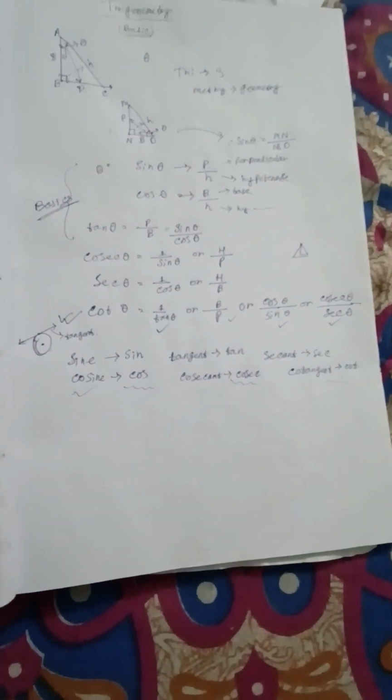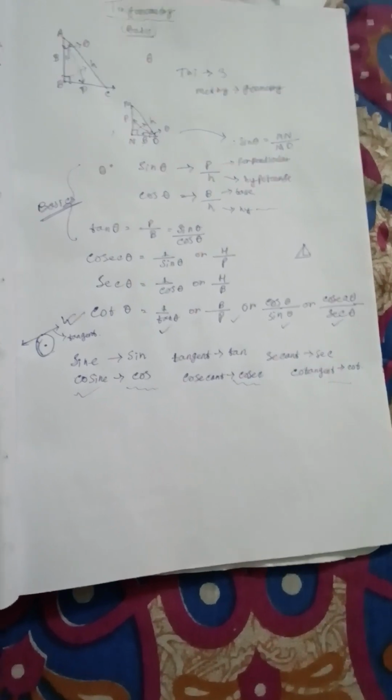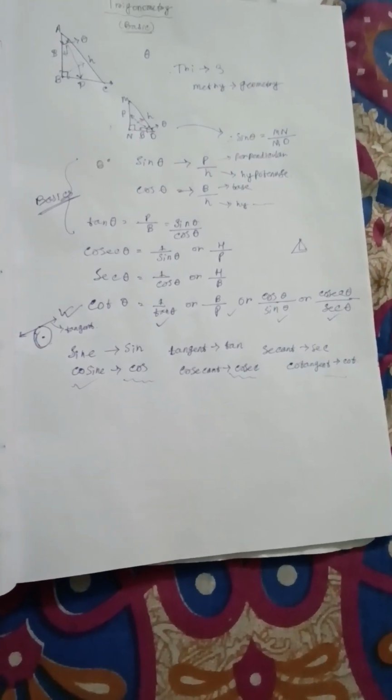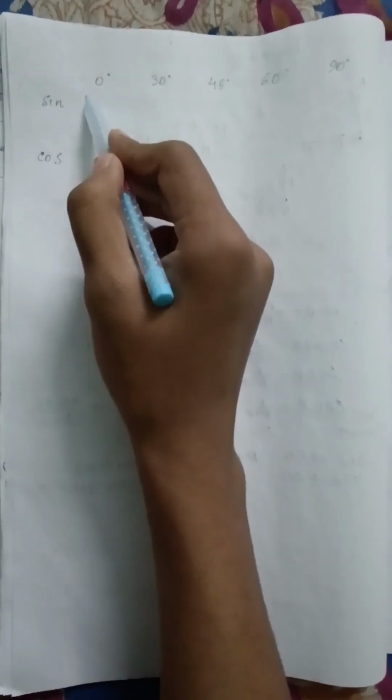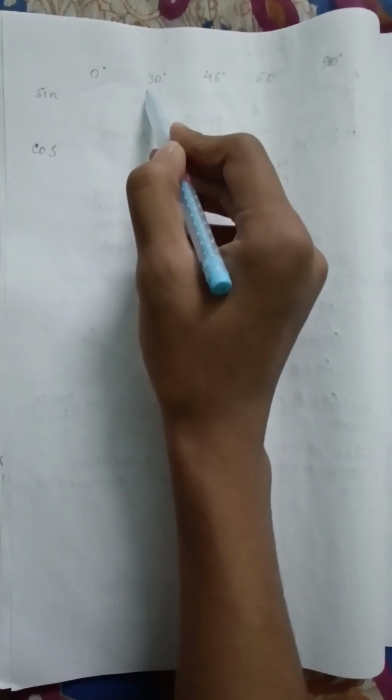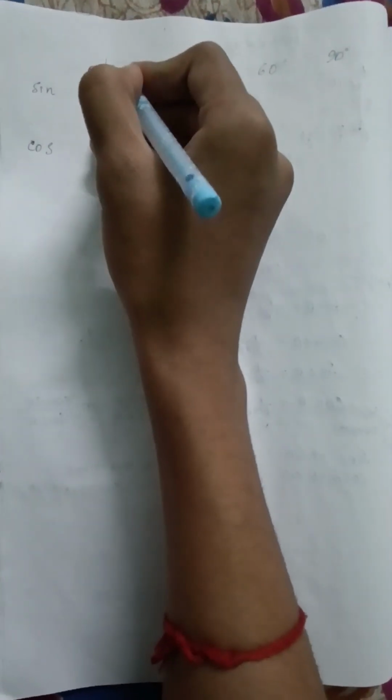So we have learned all the basics. Now we will move on to the trigonometric ratios. I have prepared the layout for writing the trigonometric ratio. This is the layout, it is pre-designed. So we have to take 0, then 30. We don't take 1, 2 here.